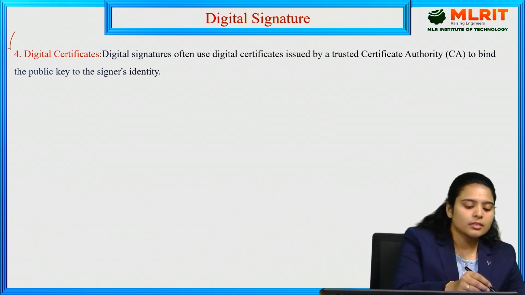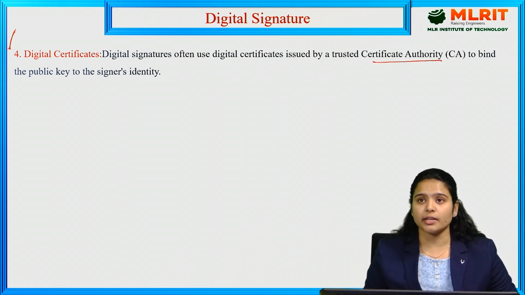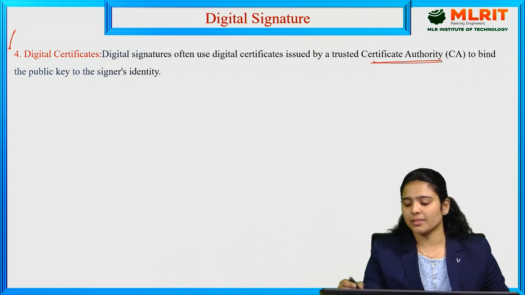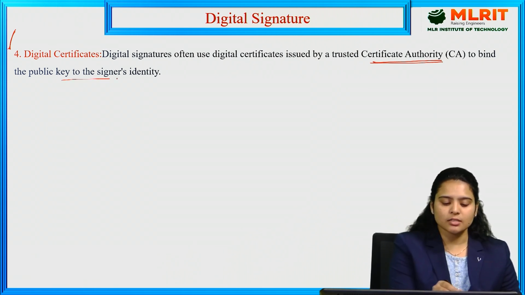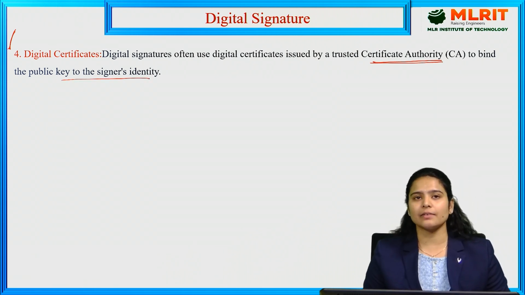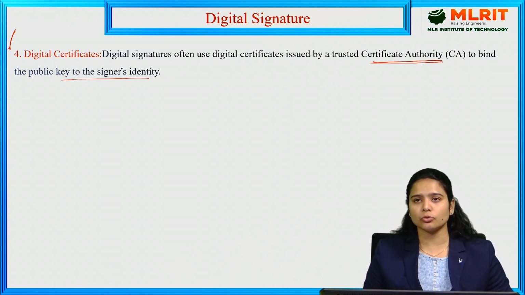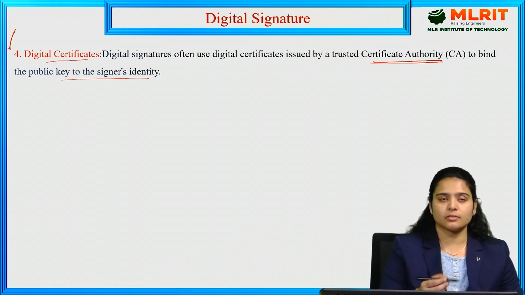The next one is digital certificates. Digital certificates are issued by a certificate authority. To create a digital certificate, we rely on a CA, a certificate authority, which binds the public key to the signer's identity. So while signing with any identity, we need to bind the public key, and that is called a digital certificate.